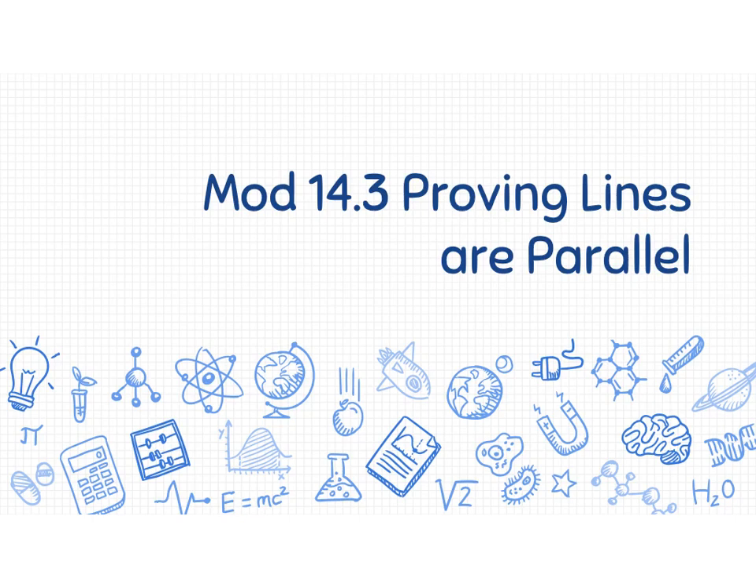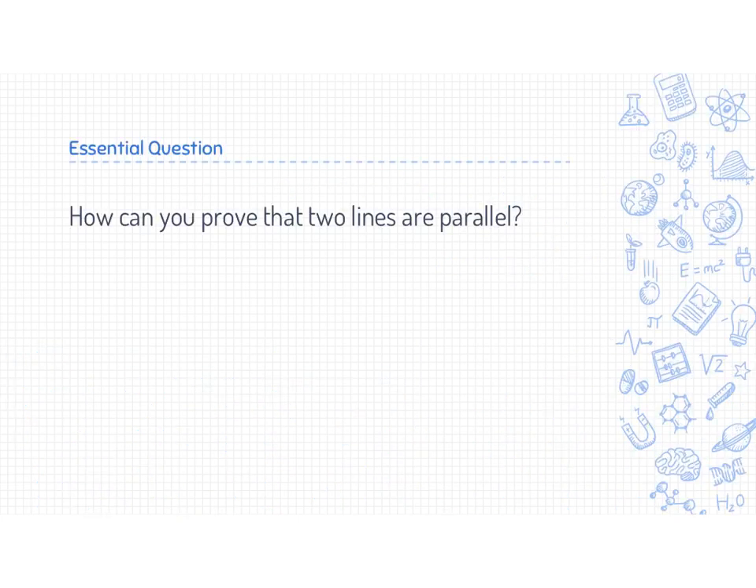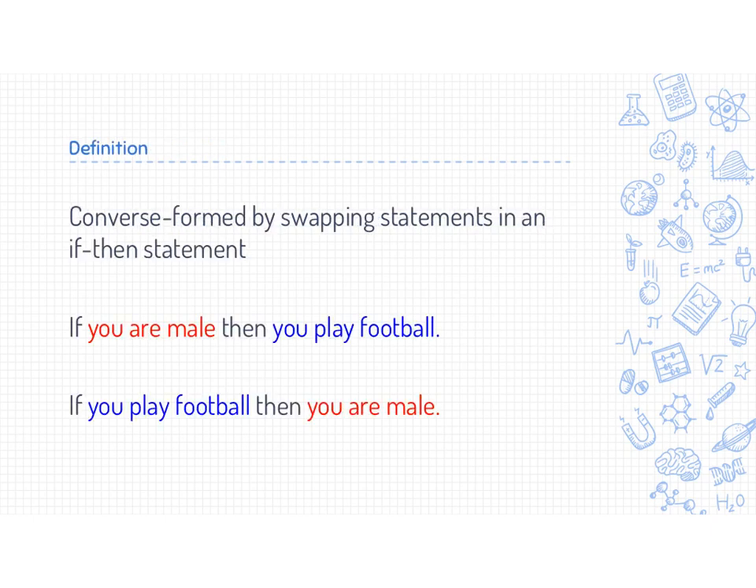Okay, so continuing with the idea of parallel lines, but now we're going to look at it from the other side: given information about angles, can we prove that lines are parallel? So our essential question is just that. How can you prove that two lines are parallel?